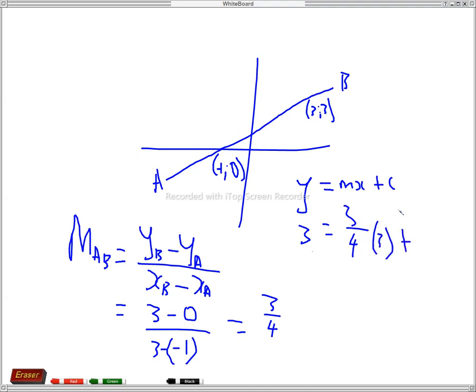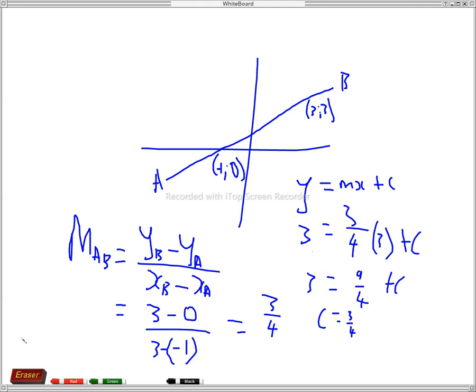So here we are determining the value of c. I get 9/4 plus c, and we are having 3 there. It's going to be 3 minus 9/4, which gives the value of c as 3/4. So this is the value of c, you understand?